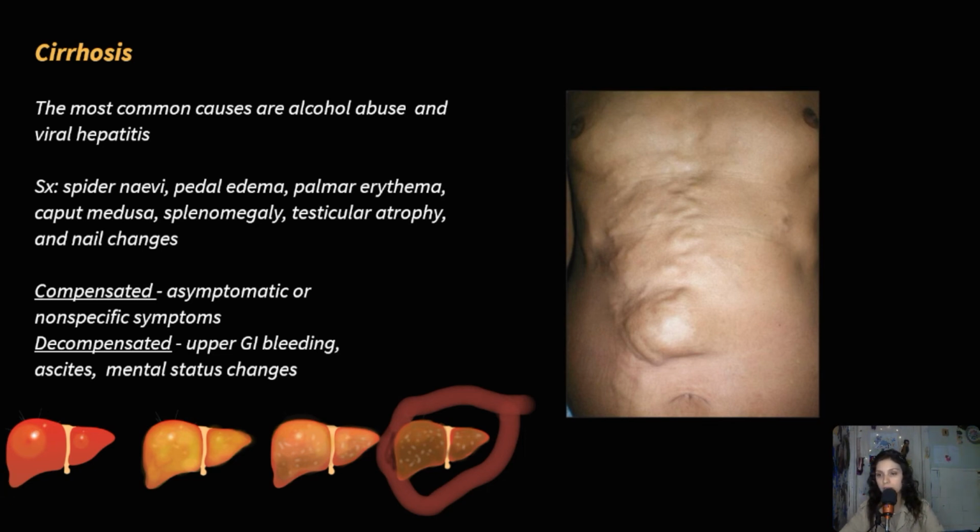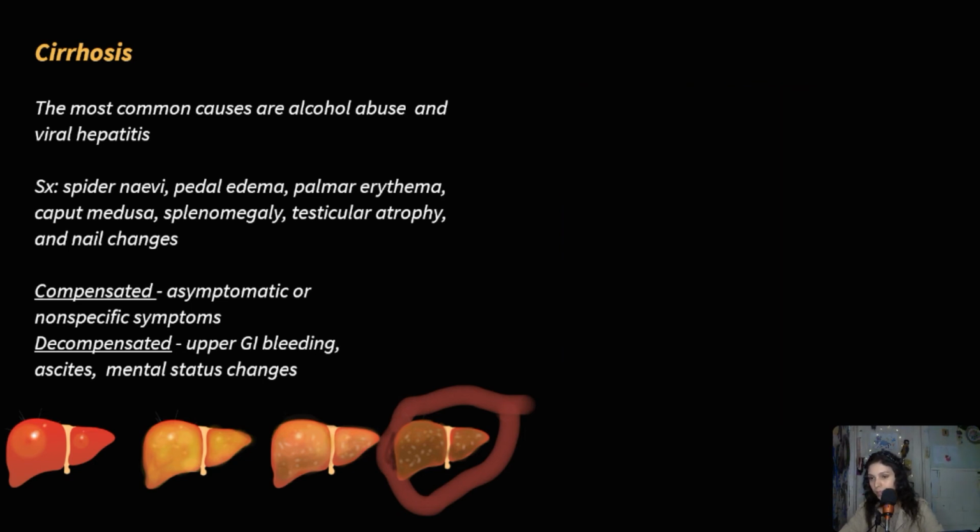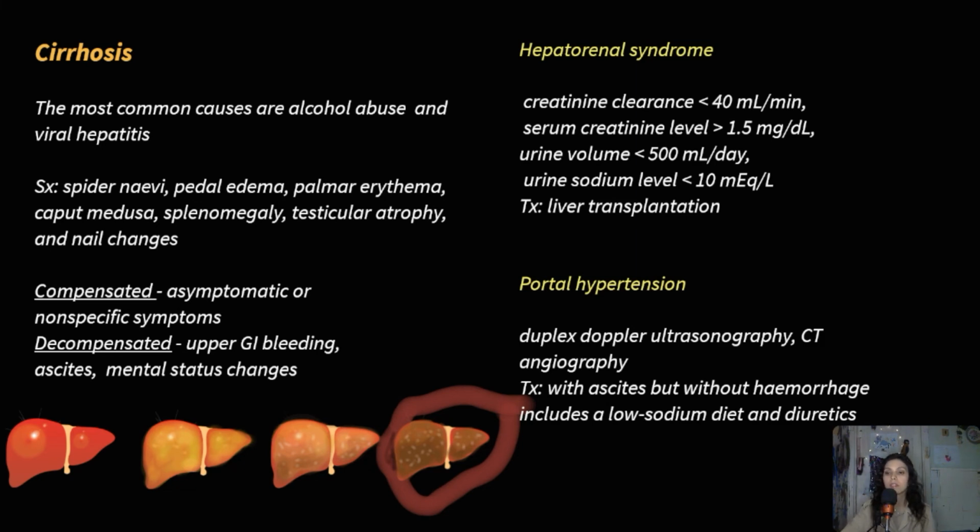Okay, so next let's talk about some syndromes and how to treat them. If it's hepatorenal syndrome, creatinine clearance will be less than 40, serum creatinine level more than 1.5, urine volume less than 500, and urine sodium level less than 10.